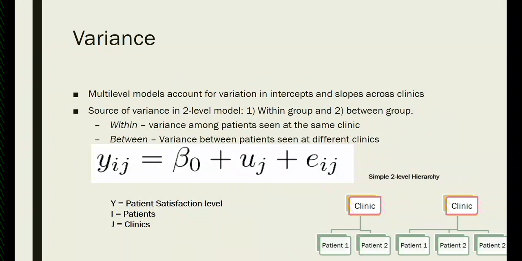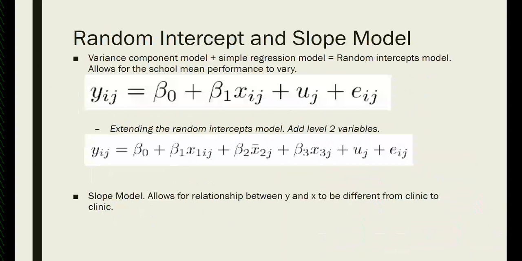In the bottom right-hand corner, you can see that I've put together a very basic and simple two-level hierarchy. Level 1 would be the patients, and level 2 would be the clinic. So when building your model, you want to determine the random intercept and slope model. The variance component model plus a simple regression model will give you this formula here, which is referred to as the random intercepts model.